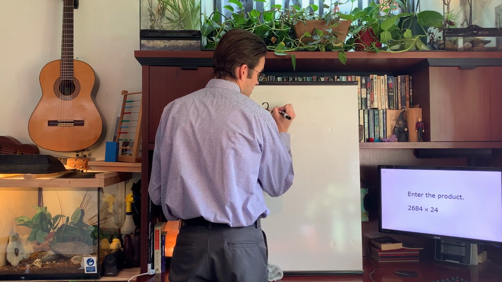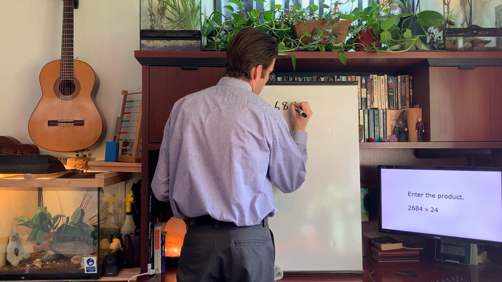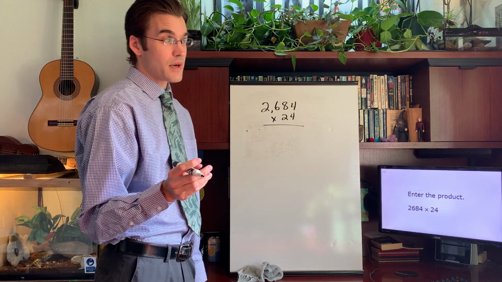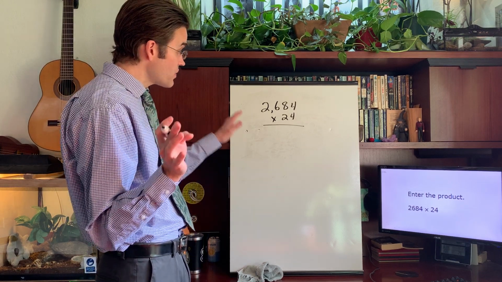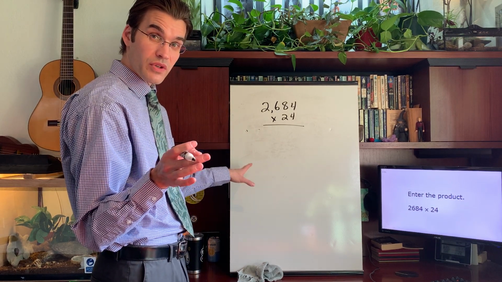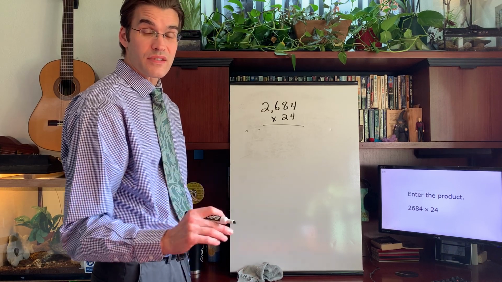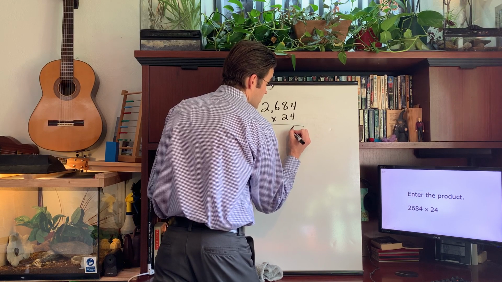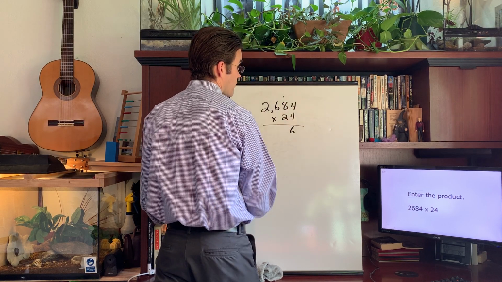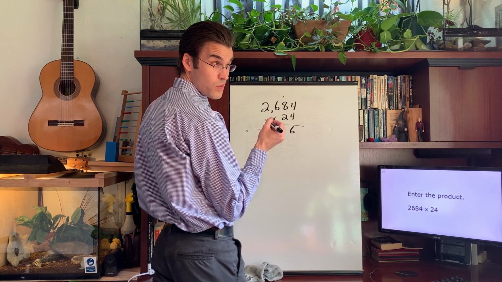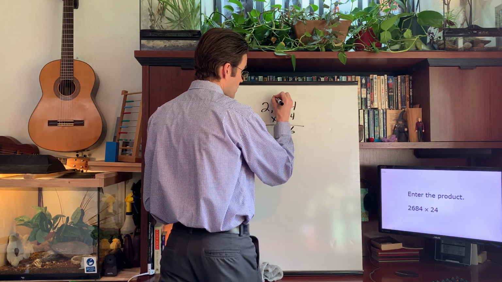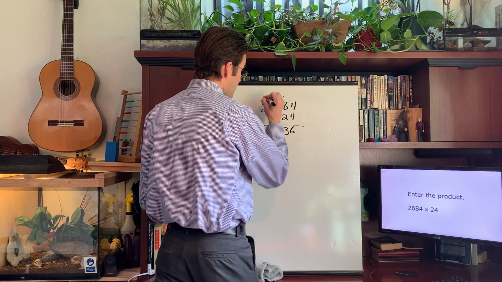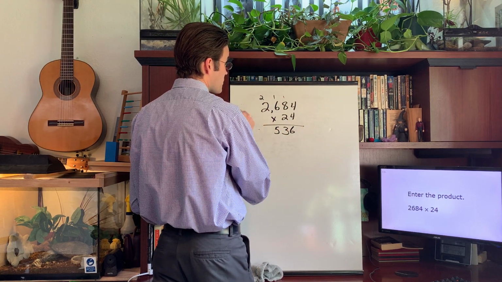Let's do 2,684 times 24. Okay? Now, take your time. Many of you guys know how to do this, and many of you guys are really good at it, but you're so good that you go really fast and you screw something up. So, slow down. 4 times 4 is, what, 16? Carry the 1. 8 times 4 is 32. 32 plus 1 is 33. Carry the 1. 4 times 6 is 24. Plus the 1 is 25. Carry the 2. 4 times 2 is 8.